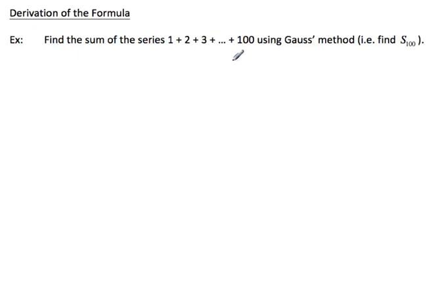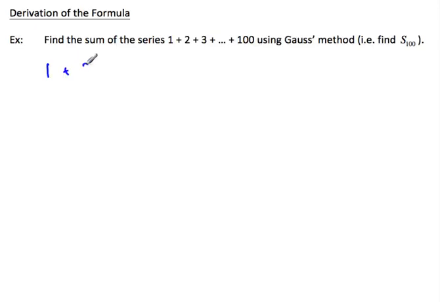And to the disappointment of the teacher, Gauss thought about it for a couple seconds and came back with the right answer. And the story goes that he used the method that we're about to look at to figure that out. So I'm going to call this Gauss's method. If we want to find the sum of the series from 1 to 100 inclusive, using Gauss's method, we're looking for the sum of the first 100 terms.